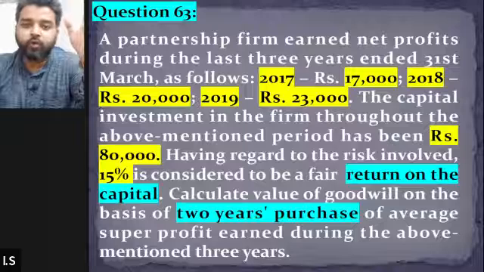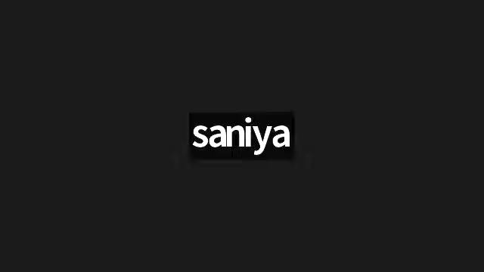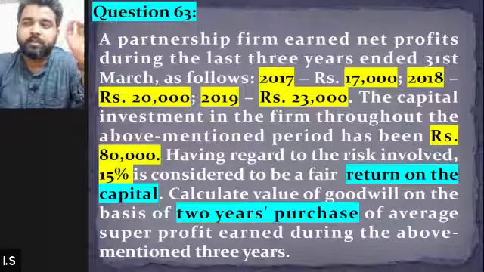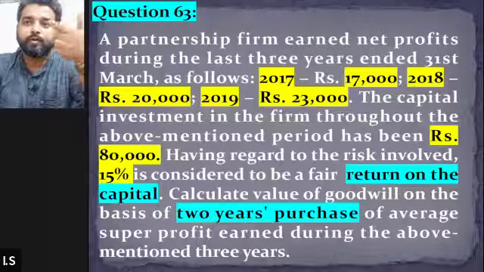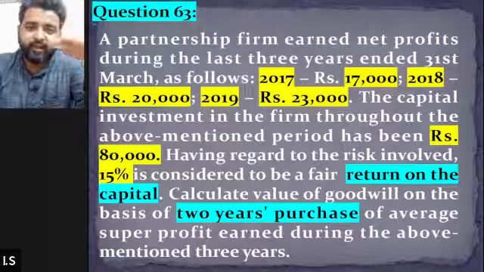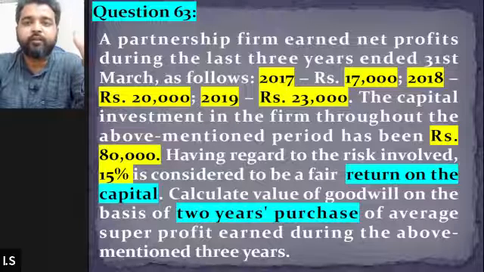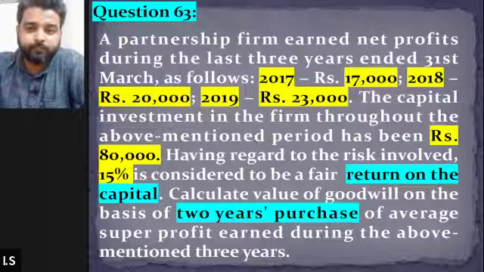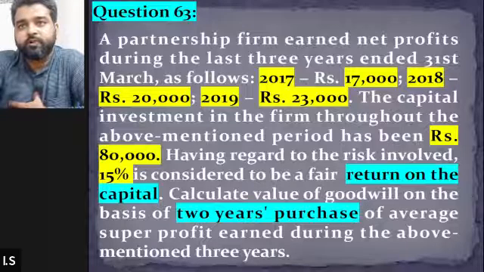So I'm sure all of you are able to calculate the average profit, right? Yes, sir. So we have 2017, 18, and 19. Their profits are given. All we need to do is add all the profits of the 3 previous years, 17,000, 20,000 plus 23,000, divide it by 3, and we will get the average profit of the firm. And once we get the average profit, we will be able to find out the super profit of the firm as well, right? Yes, sir. And as soon as we find the super profit, we will be able to find out the goodwill of the firm as well.